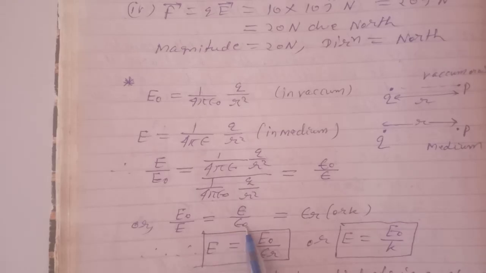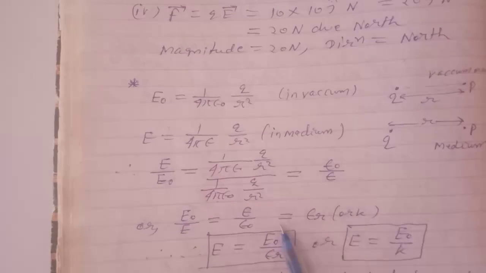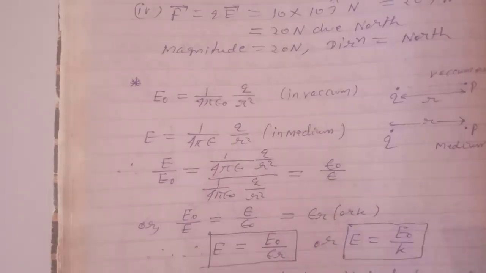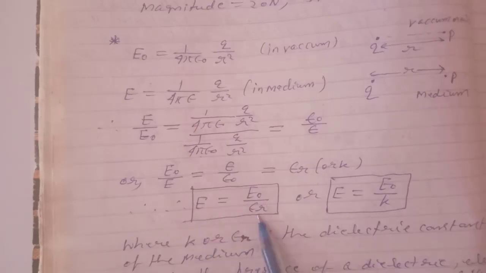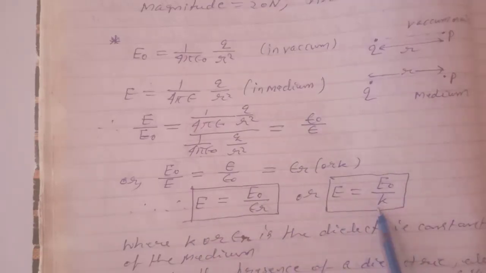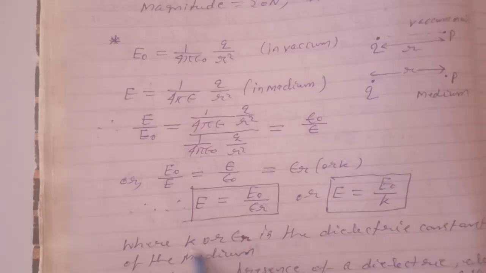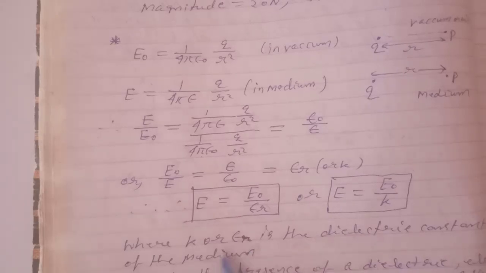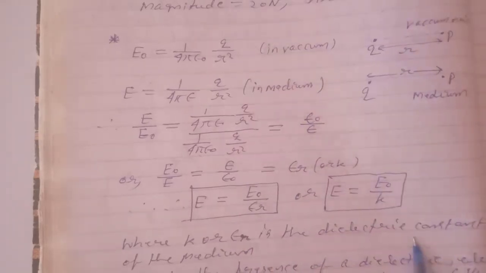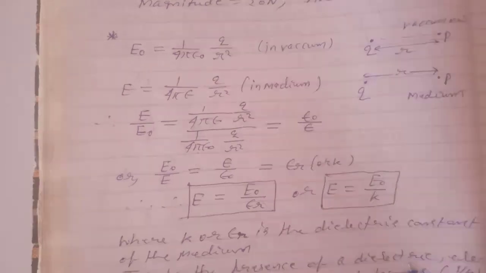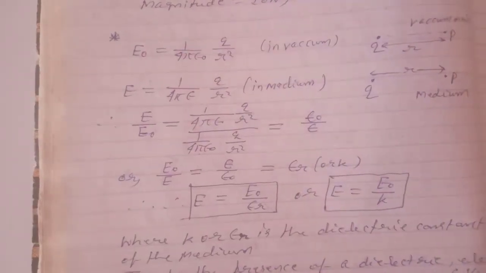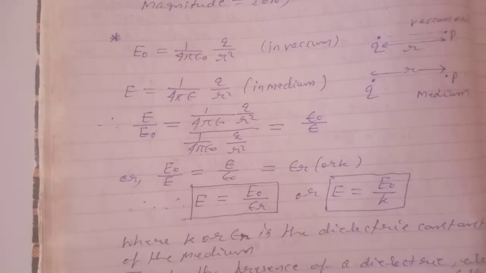epsilon by epsilon naught, and epsilon by epsilon naught is known as epsilon r or K. Hence E = E0 by epsilon r, or E = E0 by K, where K or epsilon r is known as the dielectric constant of the medium. Thus, by presence of a dielectric, electric field decreases and becomes 1 by K times of its value in free space.